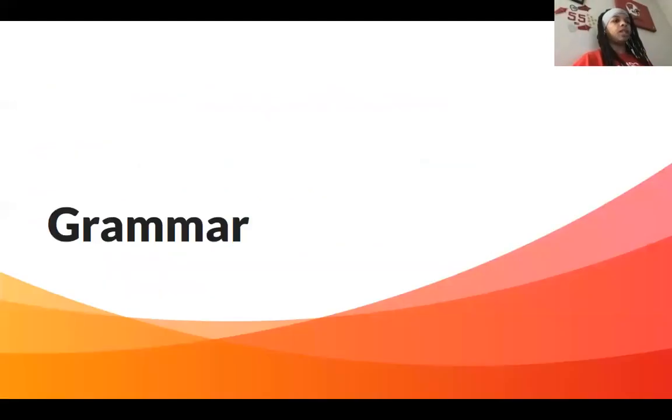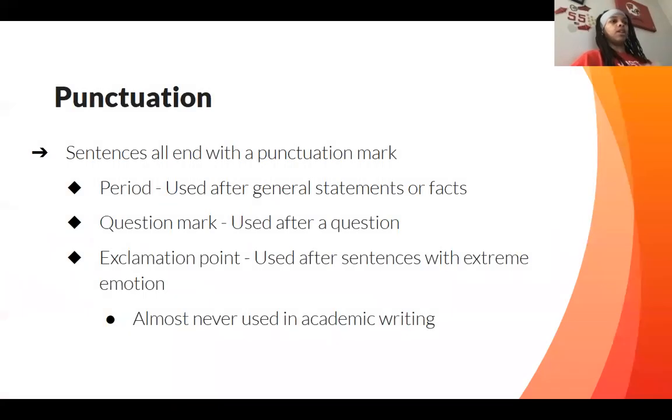Next thing we're going to talk about is grammar. The first thing about grammar is punctuation. Sentences all end with a punctuation mark. There are three different types of punctuation marks: a period, which you use after general statements or facts, a question mark, which is used after a question, and an exclamation point, which is used after sentences with extreme emotion.